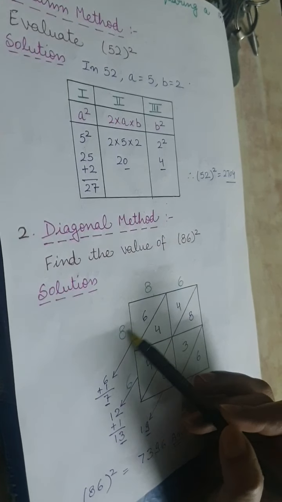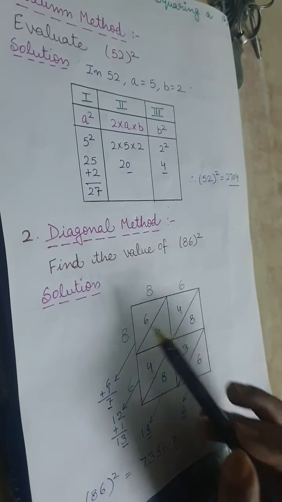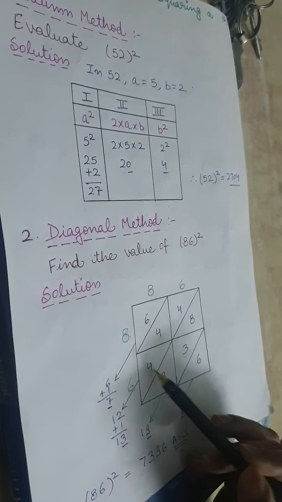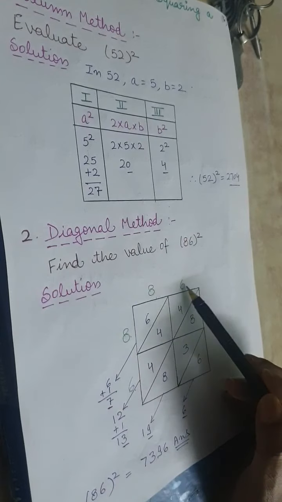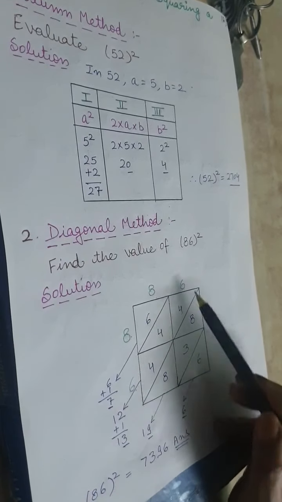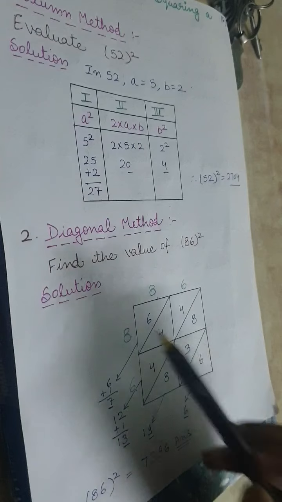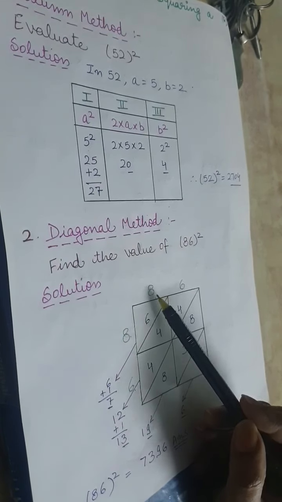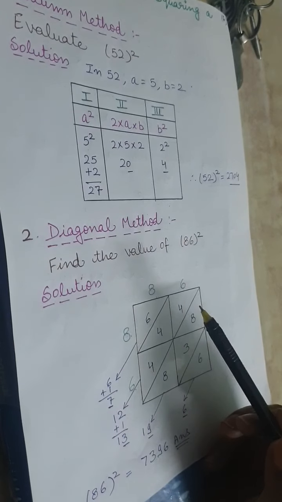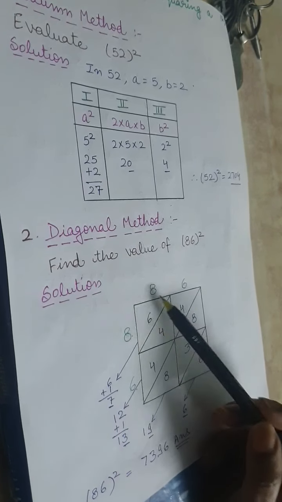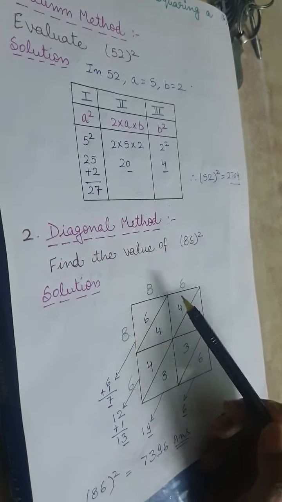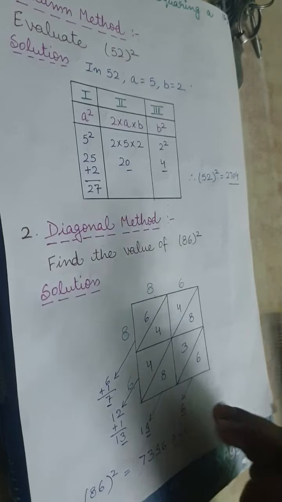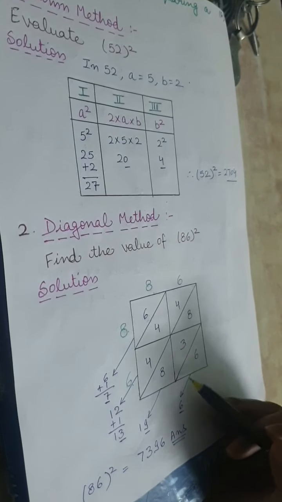Then multiply. 8 8s are 64. Now 6 by 8. 6 8s are 48. 8 6s are 48 and 6 6s are 36. Nothing else we are doing. We are doing multiplication of each and every number. Okay, this is what we have done: 8 with 8, 8 with 6, 8 with 6 and 6 with 6. Okay. Now add the diagonals.